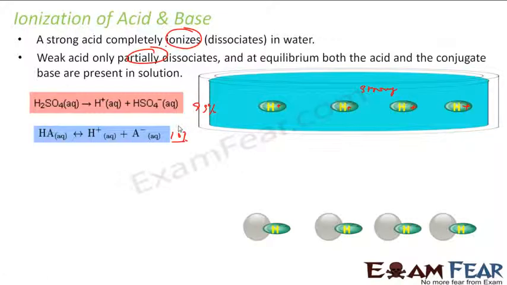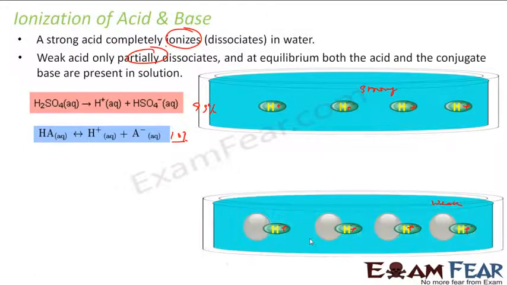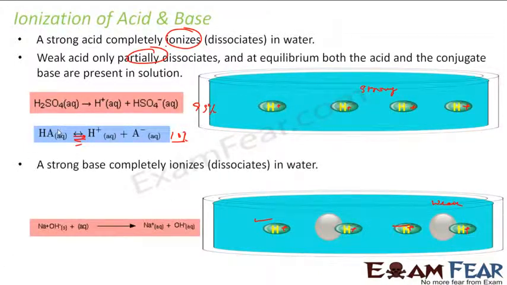So for example, I have a weak acid. It has H plus combined with something. For example, this whole thing is HA. The moment I put it in water, you see only 50% of this, in this case, broke into H plus ions. Others are still there. So in case of weak acid, the ionization is not complete, and that's why equilibrium exists. The reaction can happen in both forward and backward direction. Same thing with the base.